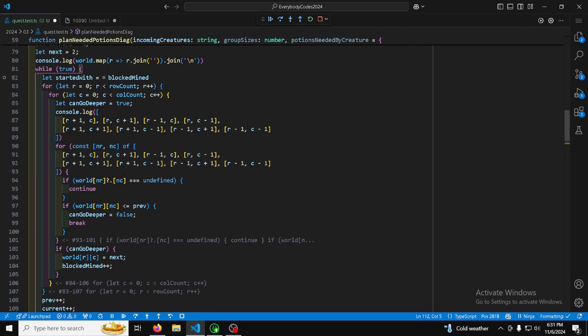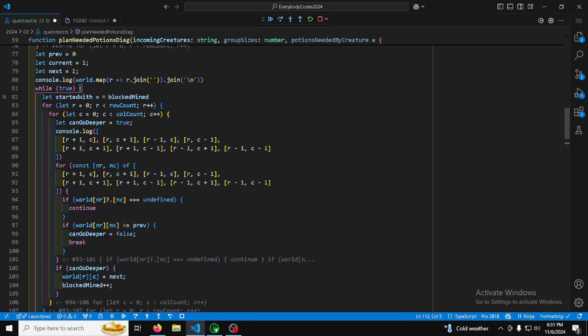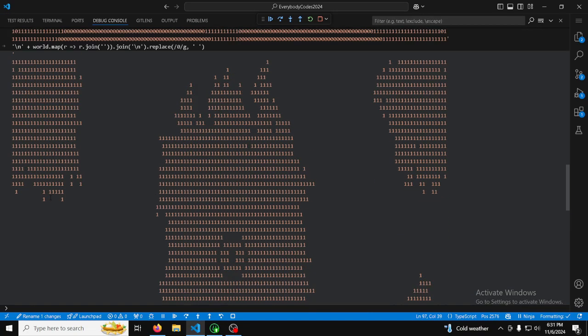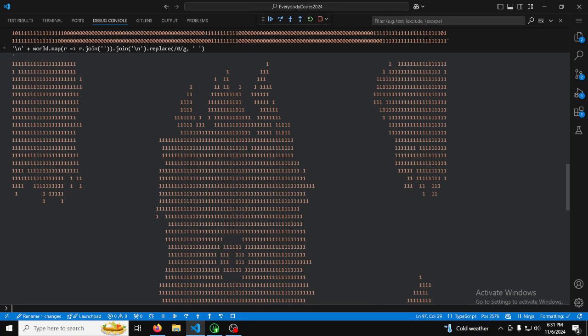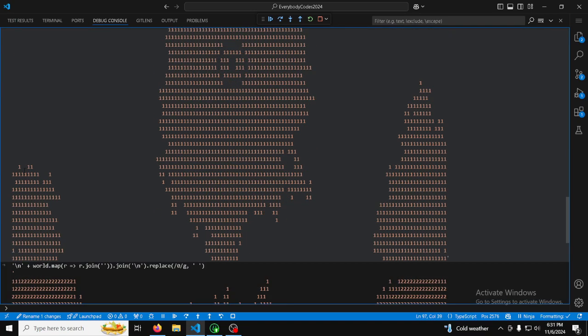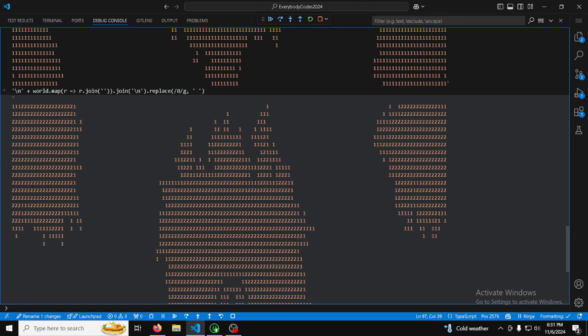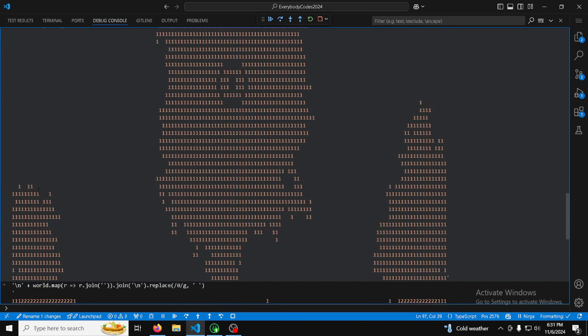Less than or equal to previous, then can go deeper. Less than or equal to current? No, I mean, we're saying why you can't go forward. Okay, let's look at the previous one. I see that one there. Yeah, there's a gap there. Let's not look at the gap. Where the heck did the gap go?